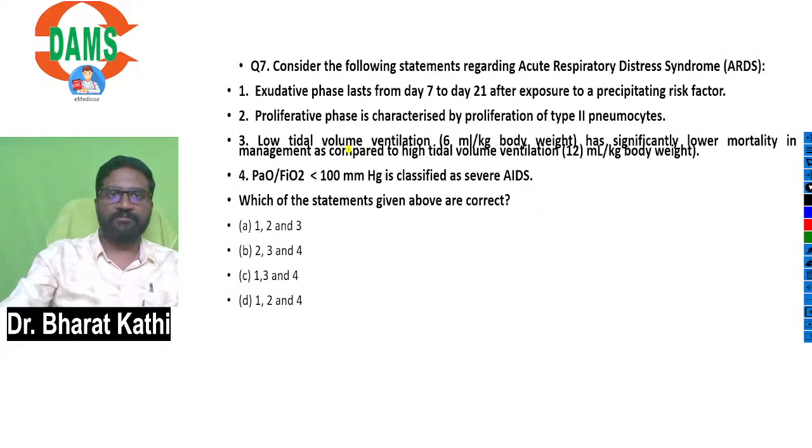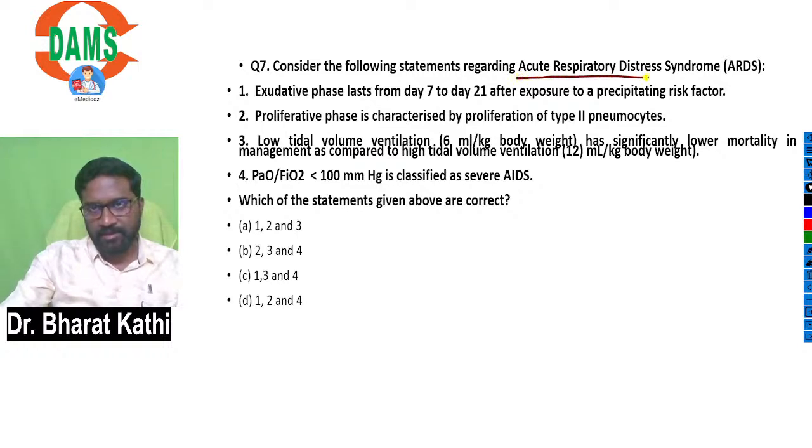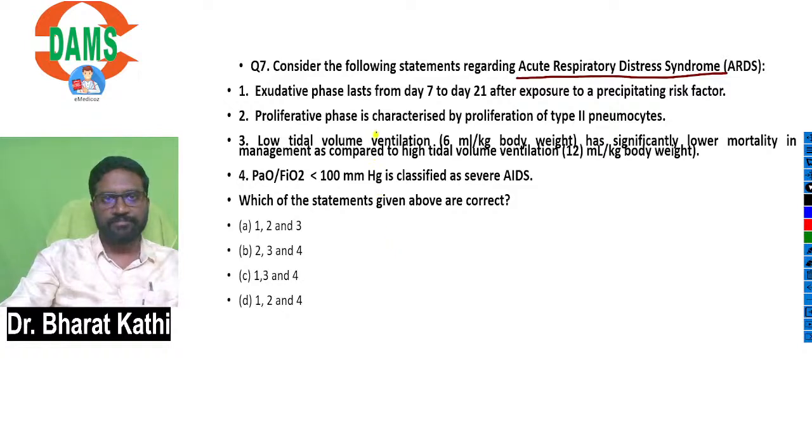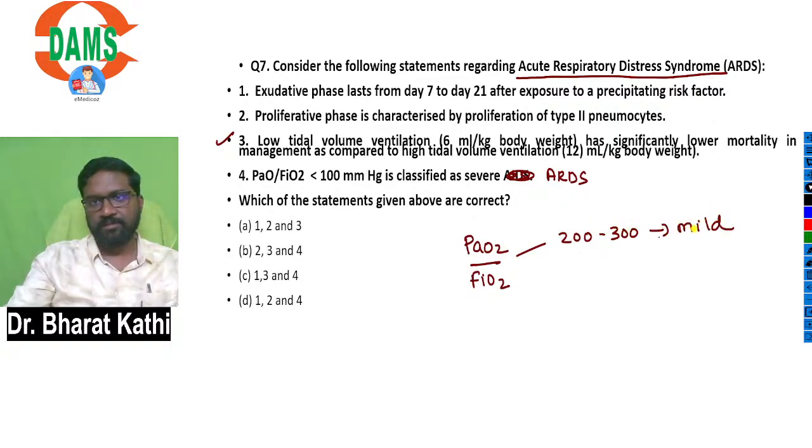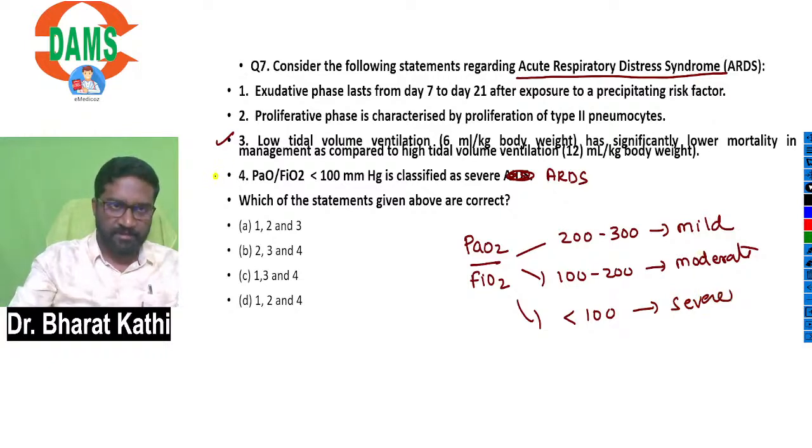And this is the last question. Which of the following are true regarding ARDS? So they have asked regarding the pathology of ARDS. Generally, it has 3 phases, and they have also asked about treatment and stratification. We know the stratification is based on PaO2 by FiO2 ratio. If it is 200 to 300, it is considered mild. 100 to 200 is moderate. Less than or equal to 100, it is severe. So this statement is right.